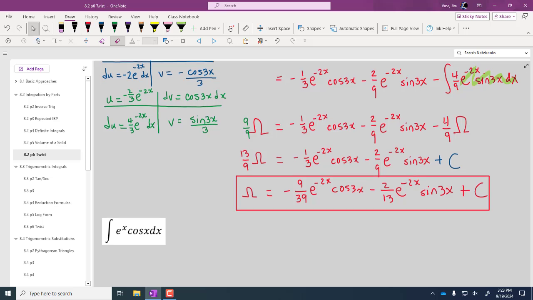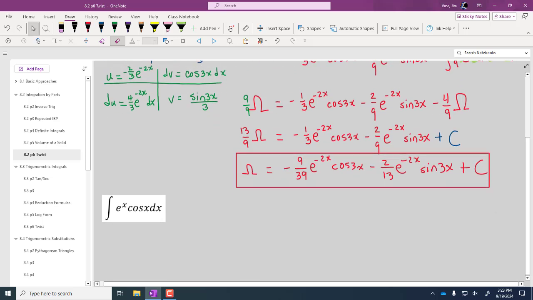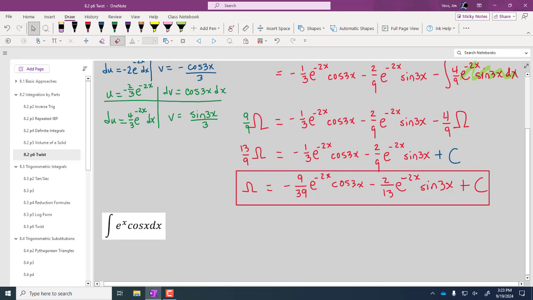Why is it 2 over 13? Is that just a simplified fraction? If you multiply by 9 over 13, the 9's cancel. Right, yeah. So simplified fraction.